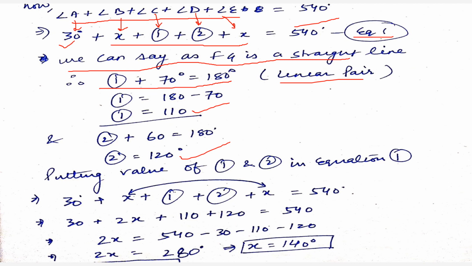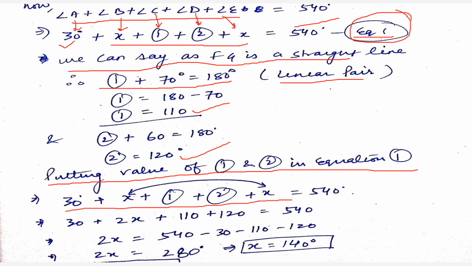Now, what will we do? We will put these values of 1 and 2 in equation number 1. So, writing like this, putting the values of angle 1 and 2 in equation 1. Very simple. 30 plus x plus 1 plus 2 plus x equals 540. x and x will be added to become 2x. 1 is 110, 2 is 120.